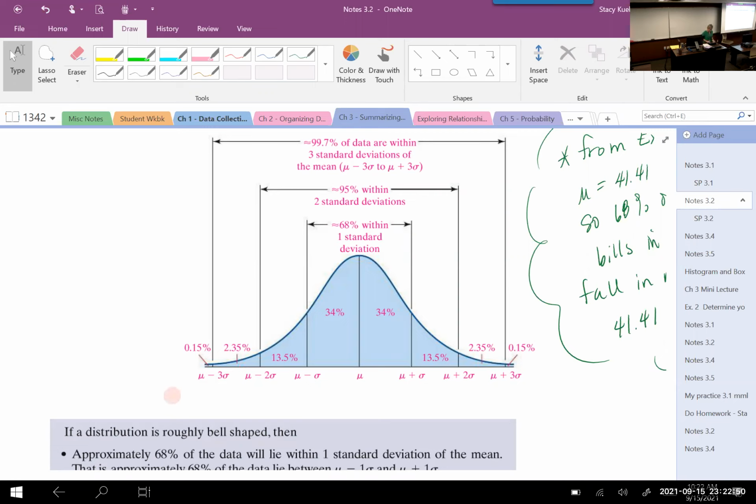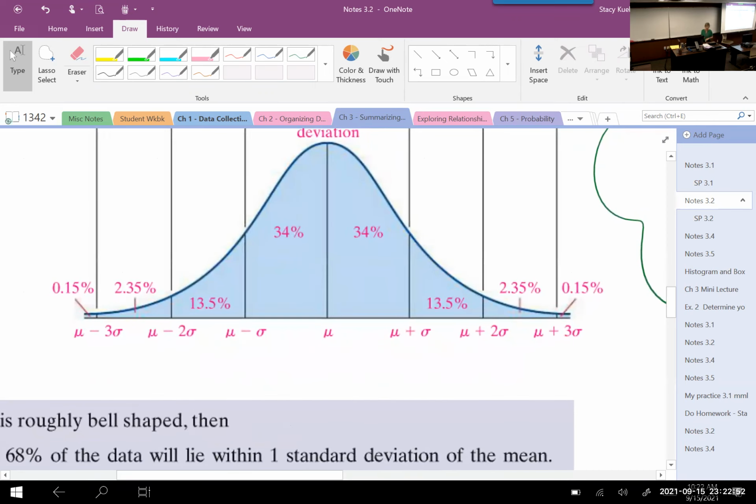Now, let's think about this. I'm going to overlay this with the sample that we were doing above for just a minute, and I'm going to need some help with your calculators. Above, we said that our cell phone bill had a mean of $41.41, right? And we know that the standard deviation was $4.75, correct?